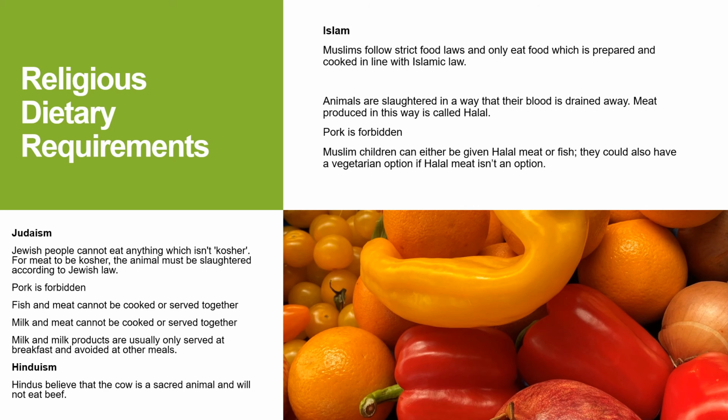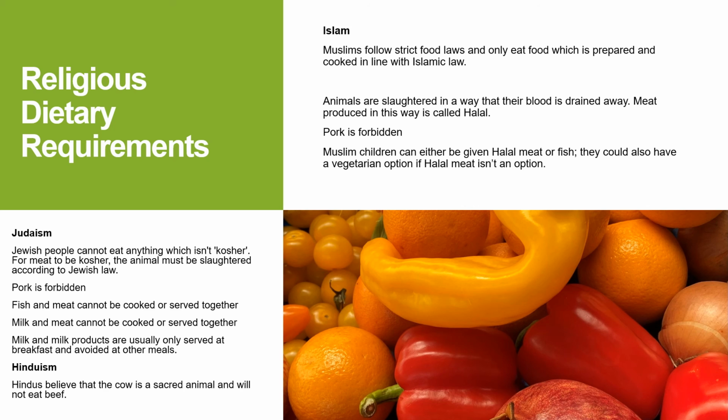In Islam, Muslims follow strict food laws and only eat food which is prepared and cooked in line with Islamic law. This means they can only eat halal meats. Pork is also forbidden. If you're cooking with Muslim children, you can use halal meat, which you buy either from a supermarket or a specialist butcher, but you must use separate utensils, separate boards and separate cooking equipment. You could also use fish, which is allowed, or you could use a vegetarian option if either fish or halal meat aren't available.